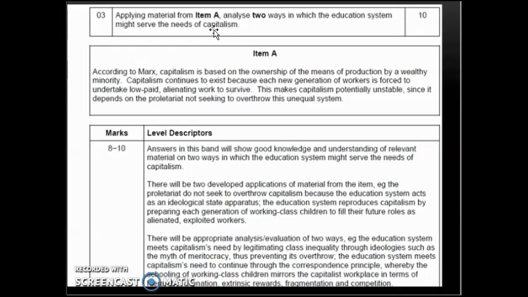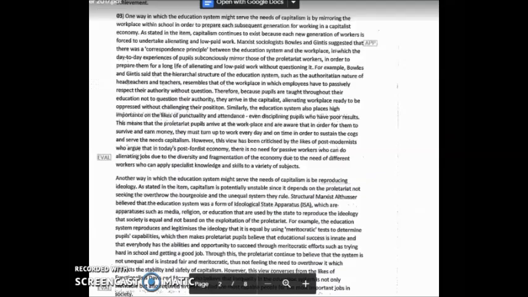So the hooks that you could have chosen from were basically things like capitalism continues to exist because each generation of workers is forced to undertake low-paid alienated work to survive, which is indicating working class failure, or it could indicate the correspondence principle. And then we've got the other one, which is capitalism is unstable, dependent on the proletariat not seeking to overthrow. This is linking into the ideological function of capitalism. So teaching students not to see that inequality is unfair, rather than seeing inequality as being something that is the working class students' fault. So things like the myth of meritocracy.